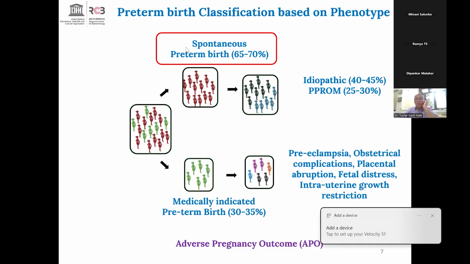However, spontaneous preterm birth is very difficult to treat, unless some molecular signature or molecular markers are reported early, so that at an early stage one could actually identify and classify the mothers who can deliver as a spontaneous preterm birth.